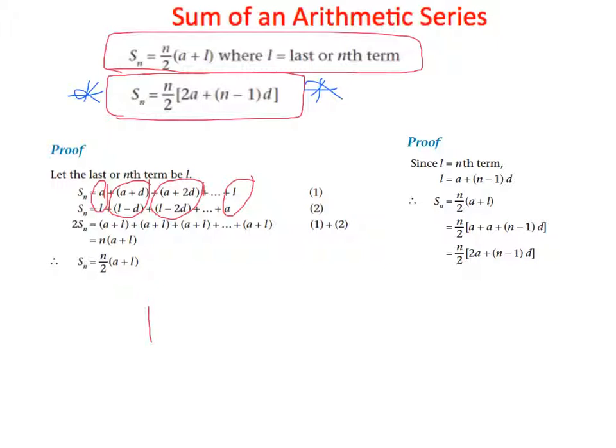So depending on what information you're given in the question, if you're given the last term, you know how many terms there are, then probably this formula will be the easiest one to use, especially if you know the first term, the number of terms, and the last term. But if you don't know what the last term is, if you know just the number of terms, the first term and the common difference, then you can use this other formula here to add up the sum of all of the terms in that series.